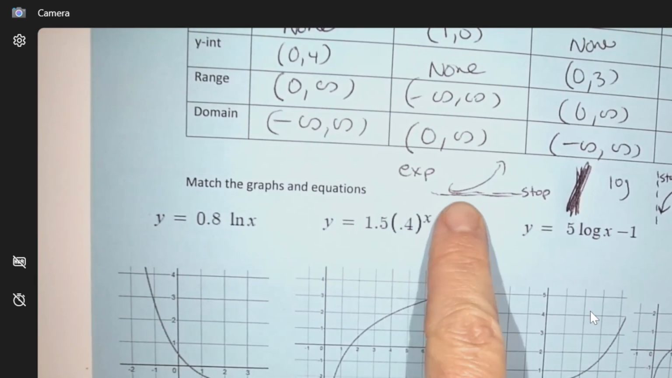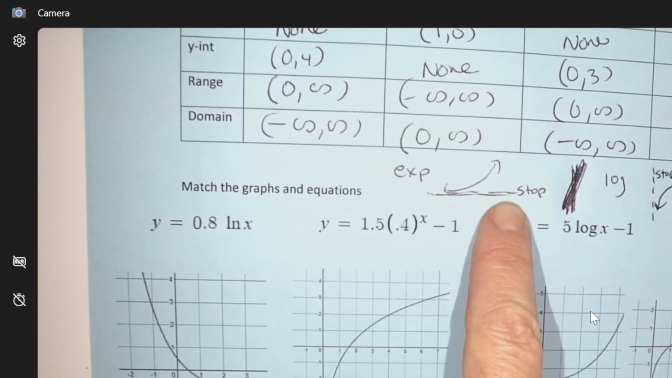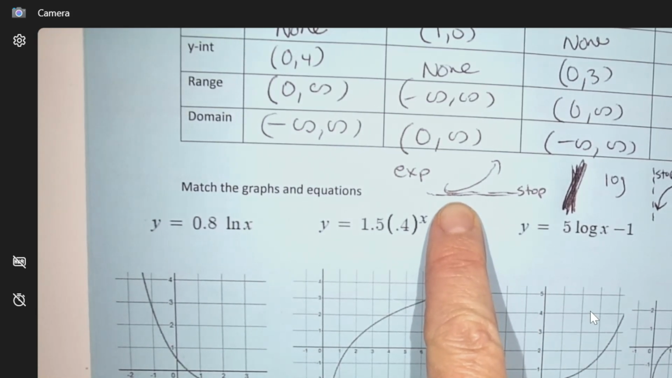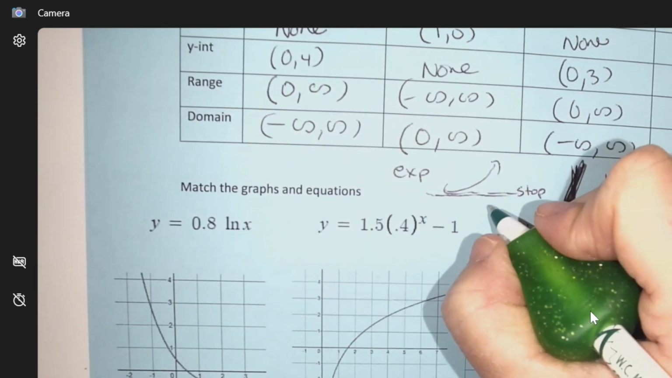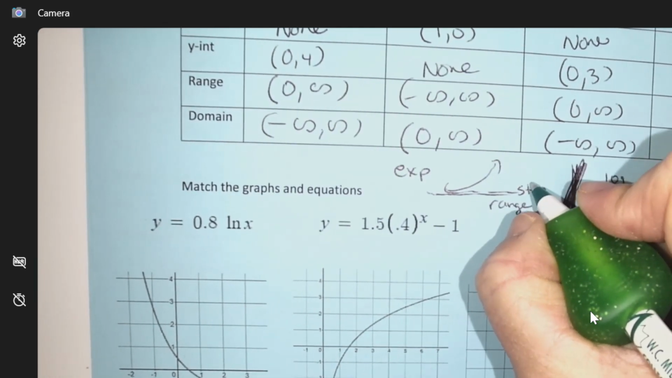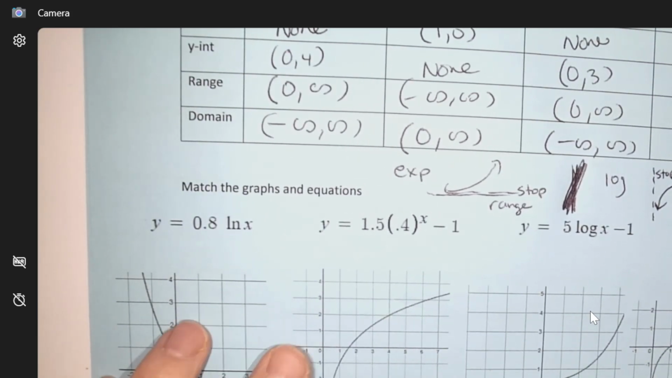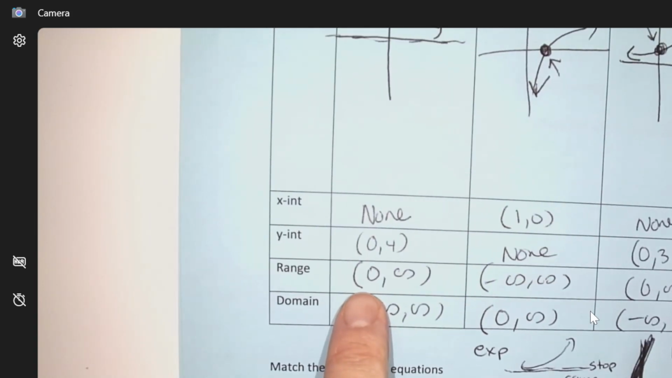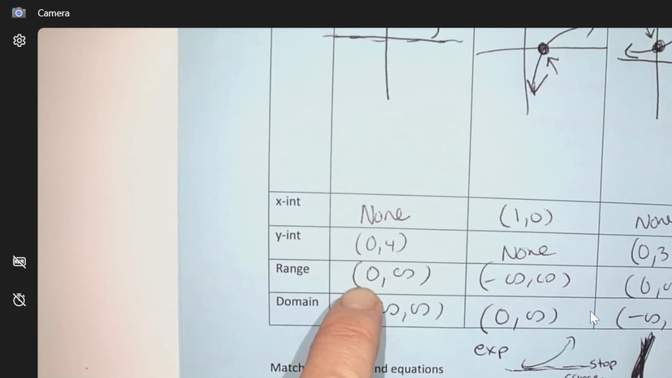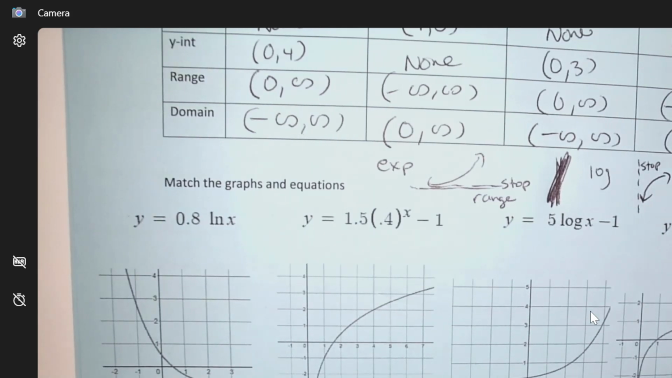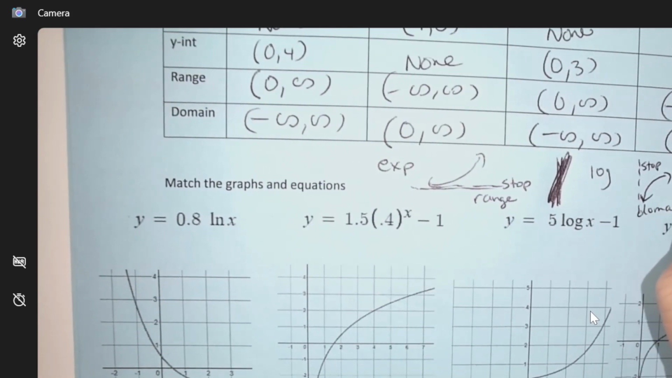Okay, so the exponential, there's a point in time where you have to stop its range. So an exponential, somewhere along the line, you're going to have to stop on its range, the height. Right? Remember this? The range would stop. Versus a log, you're going to have to stop its domain somewhere.